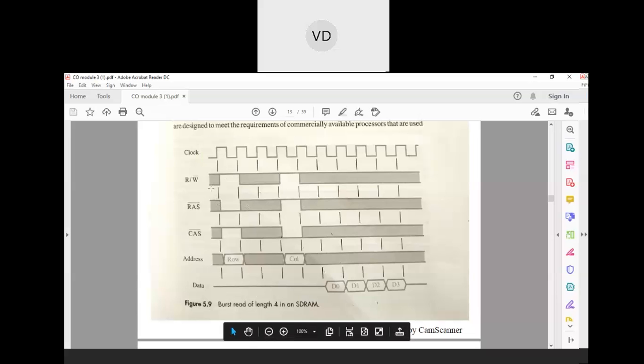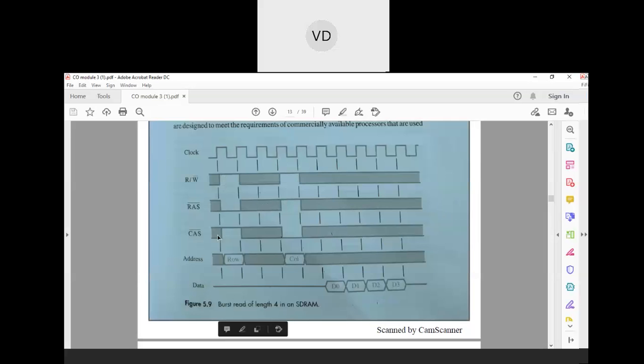First, under the control of the row address strobe, the row address is strobed in the first cycle, and it takes a delay of 2 cycles. See, this is one cycle and this is another cycle. It takes a delay of 2 cycles for uploading that row address. Once the row address is uploaded, the column address will be strobed.